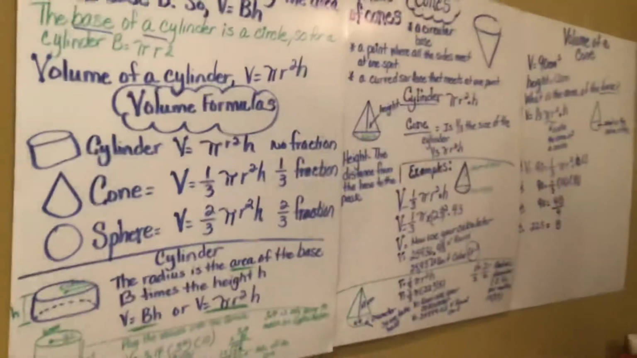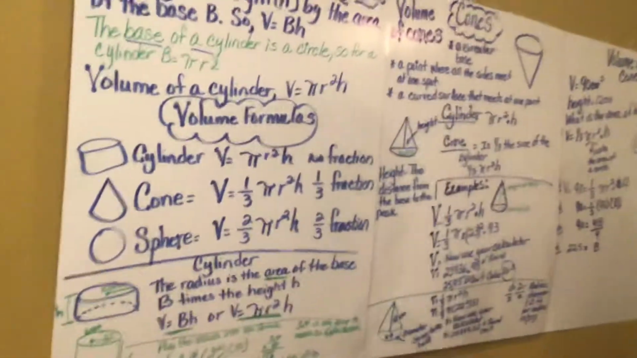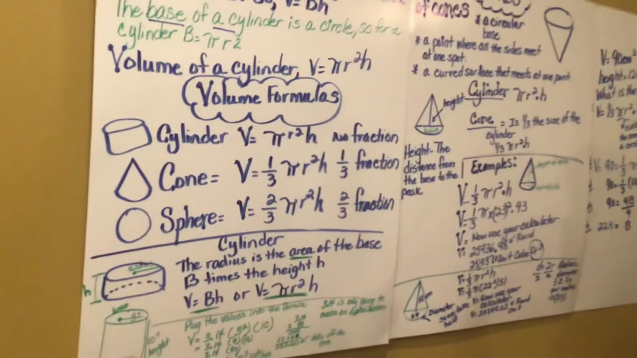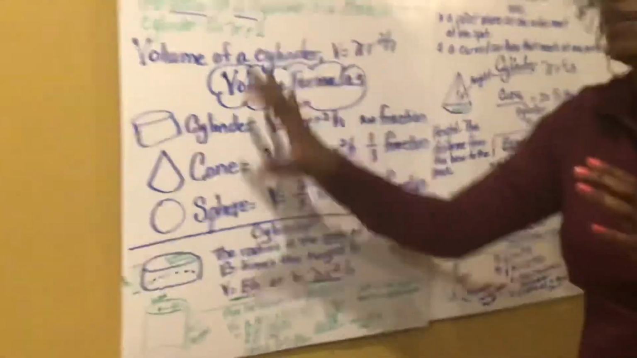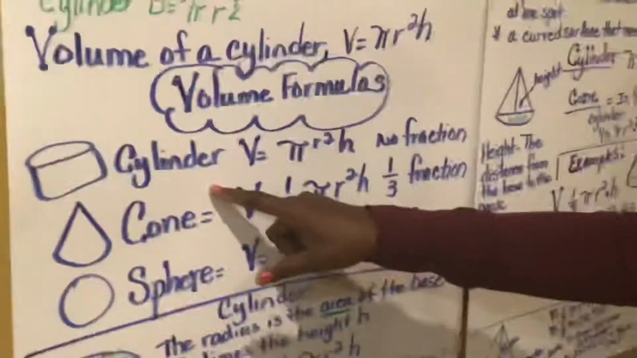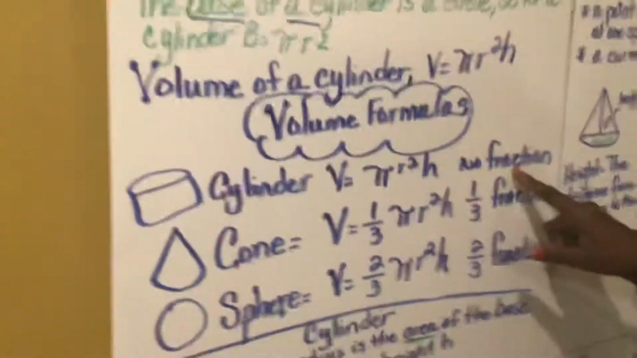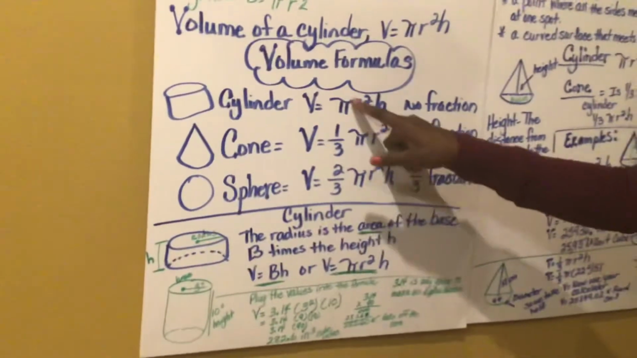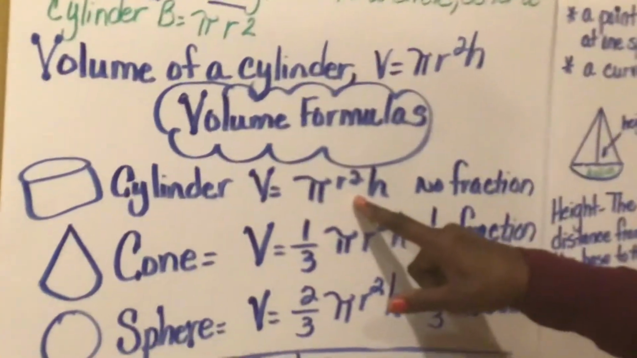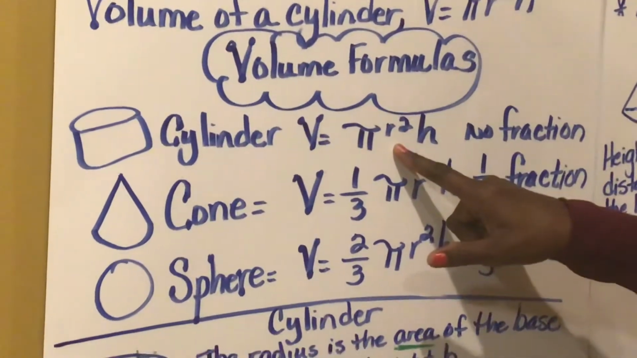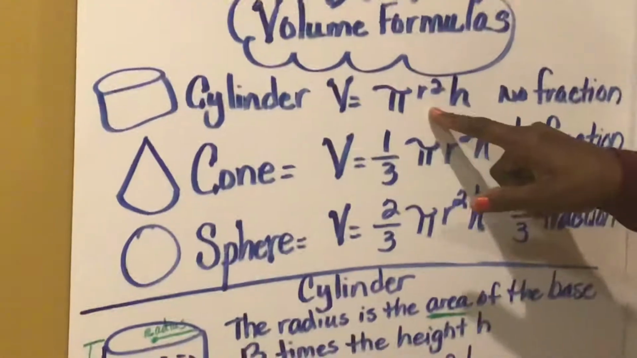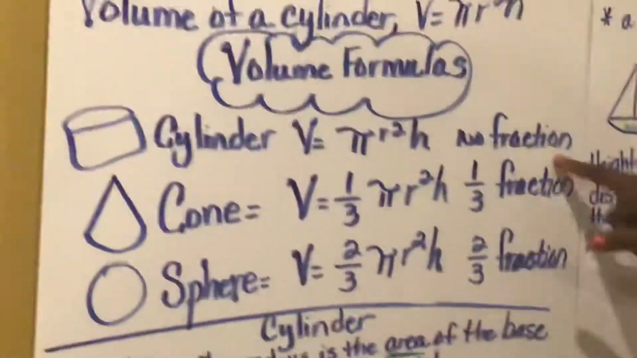So now let's take a look at our formulas. Before we go into more detail, I want to make sure that I talk about the formula. Here's the cylinder, and notice it has no fraction. So we write that as volume equals 3.14, which is pi, r squared. Does that mean radius? Pi times radius squared times the height, no fraction.